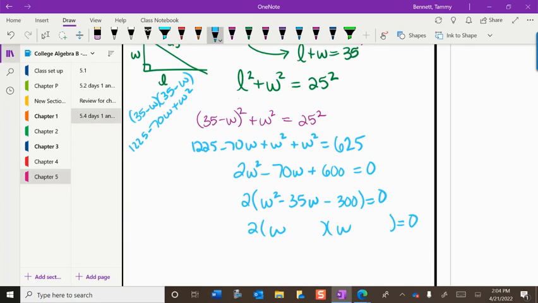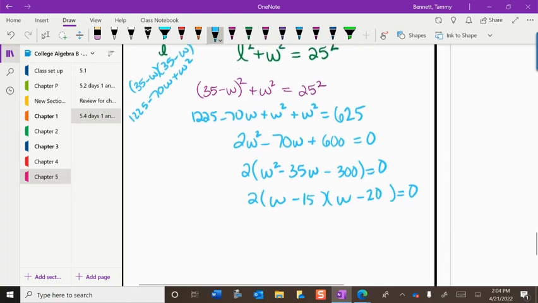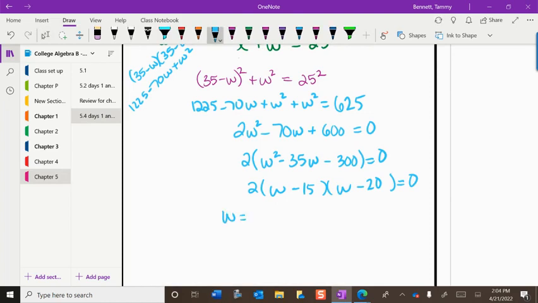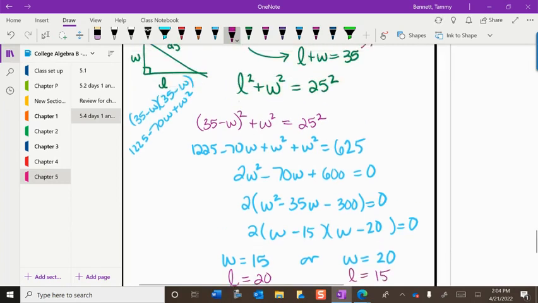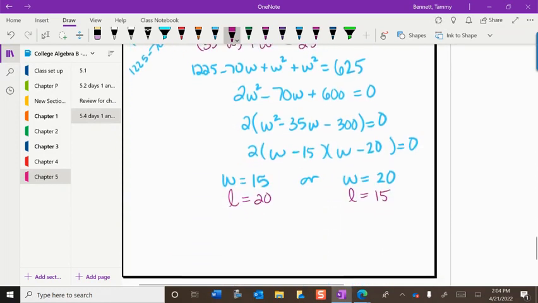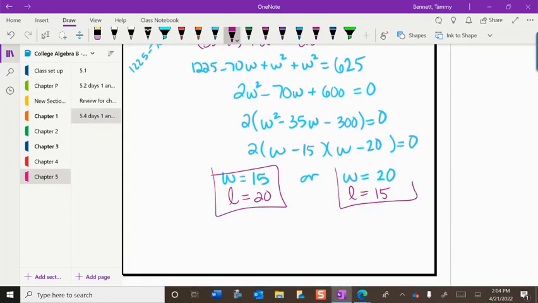So 300 divided by, let's go 30. It's 10 and 30 now. 300 divided by 15. 15 and 20 works. So minus 15 minus 20. So then I can see W is 15 or W is 20. And so then we know that L plus W is 35. So if W is 15, my L has to be 20. So that will add. And if W is 20, my L is 15. So label those answers and they are in, we don't know. So just leave them like that. So it could be 15 by 20 or 20 by 15.